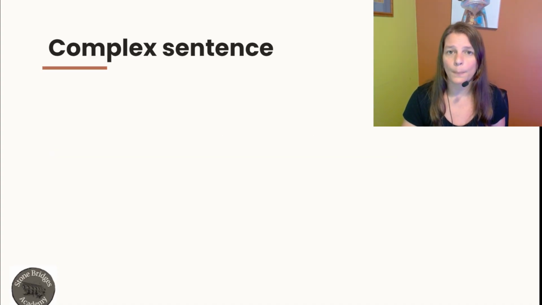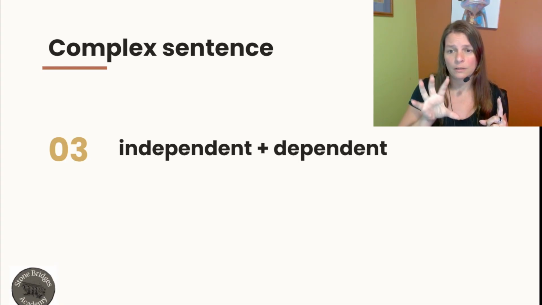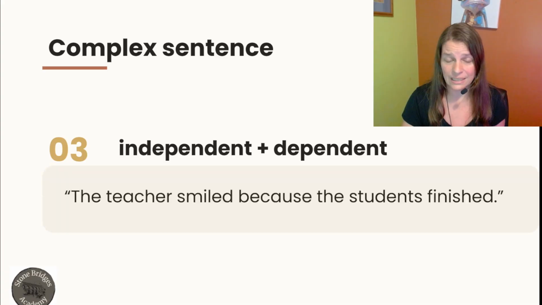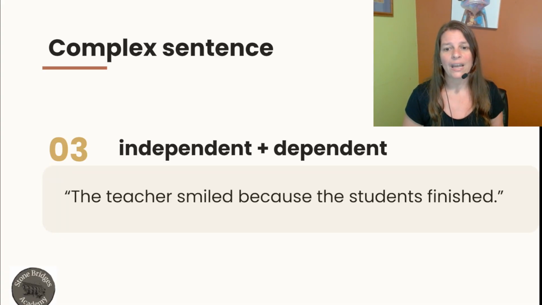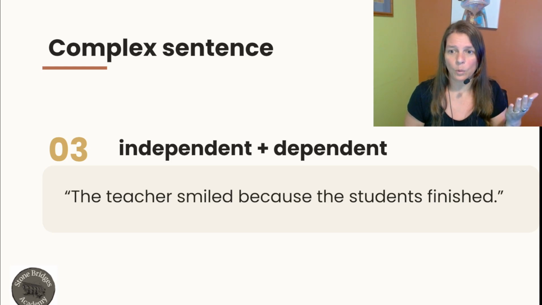Next, we have a complex sentence. A complex sentence is an independent clause and a dependent clause. So the dependent, remember, cannot stand by itself. It is not a complete thought. So we're going to put an independent and a dependent together like this. The teacher smiled because the students finished. Now, these are usually joined together with subordinating conjunctions, like the word because.